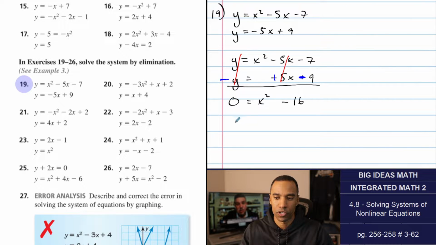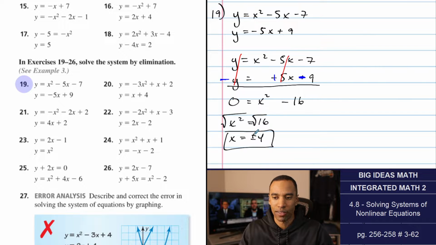I'm going to use the square roots version. Add 16 to both sides. Take the square root of both sides. You'll get x equals plus or minus 4. Now remember, those are two different values, and we still have to solve for y given that.